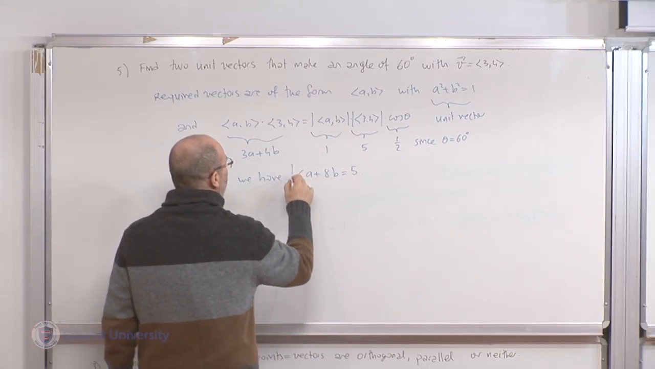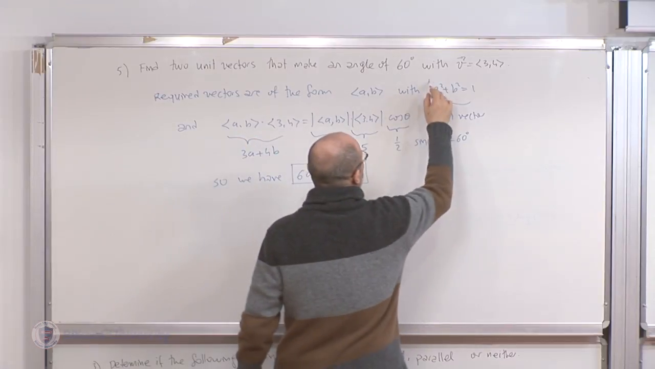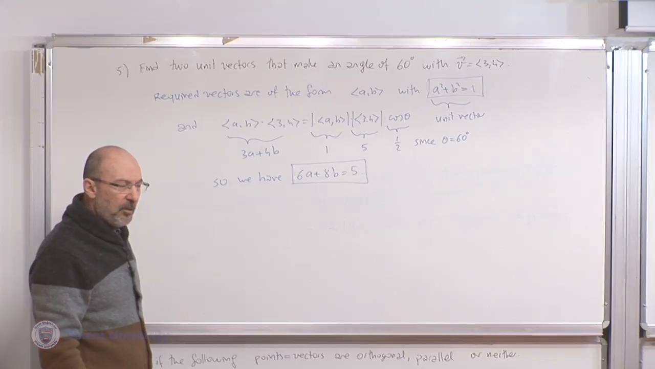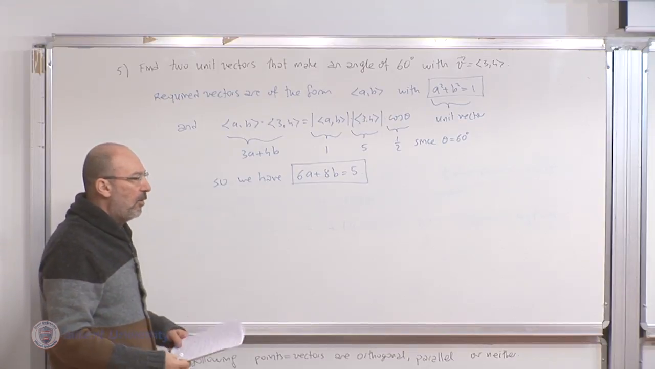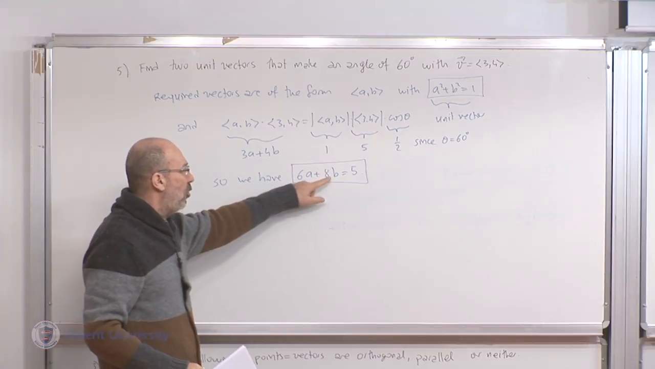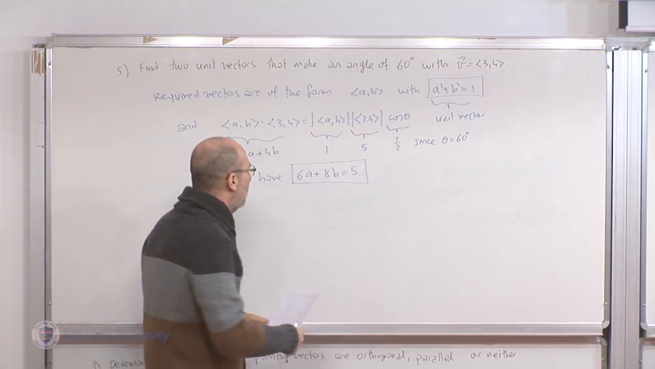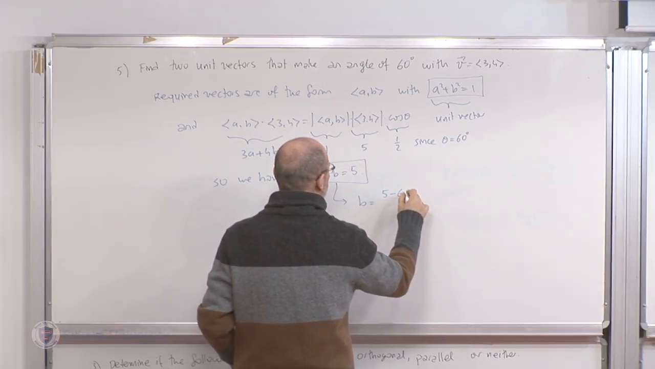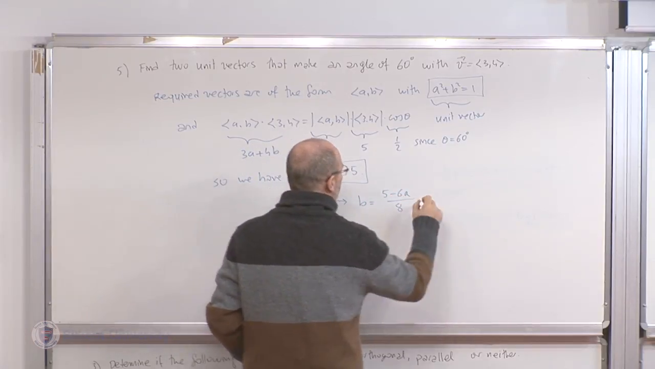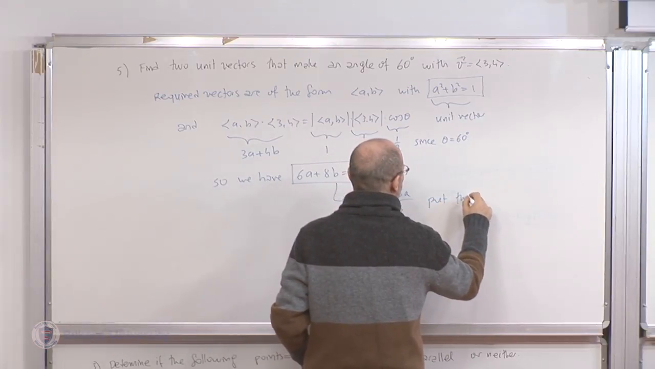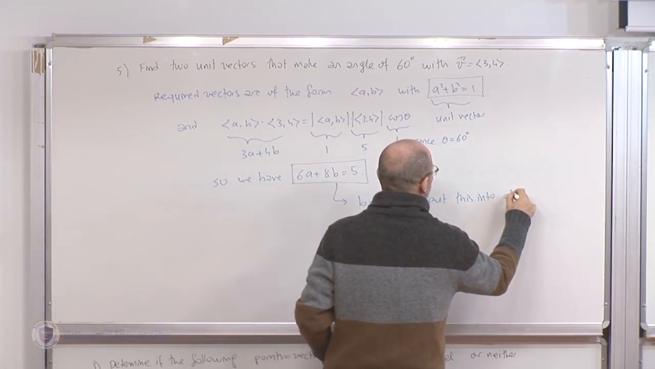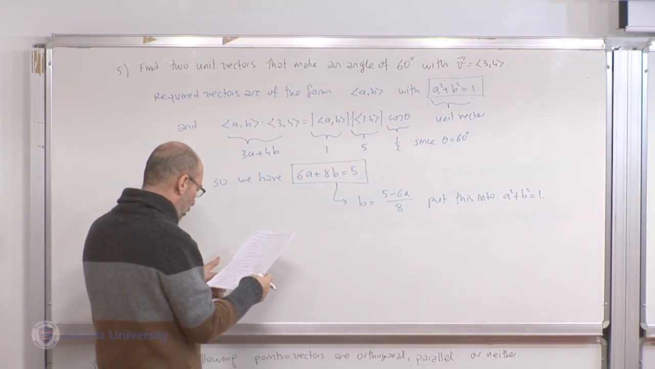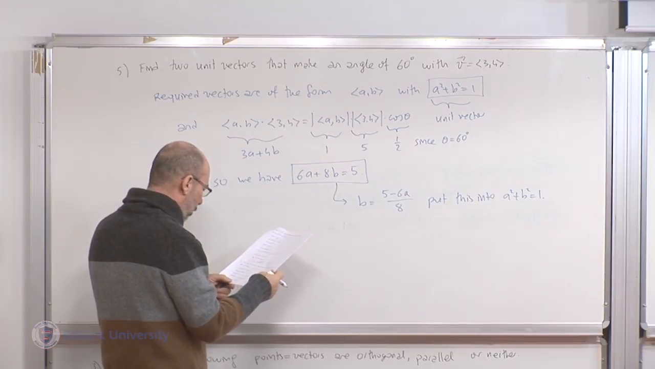Okay, so we have this equation and we have this equation. Two equations in two unknowns. Again, if we are lucky, we solve them. But here, one of the equations is linear, so you solve one of them from here, put it into the other. So from here, you take b equals 5 minus 6a over 8. Put this into a square plus b square equals 1, and solve.